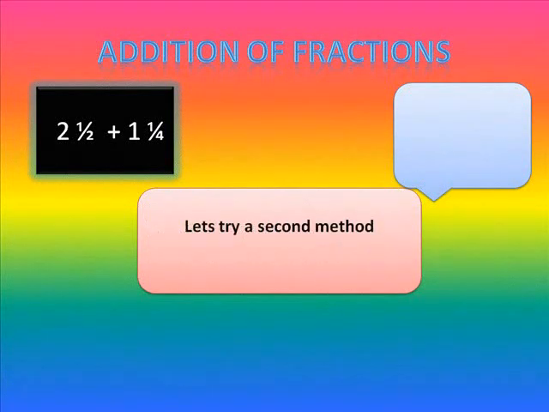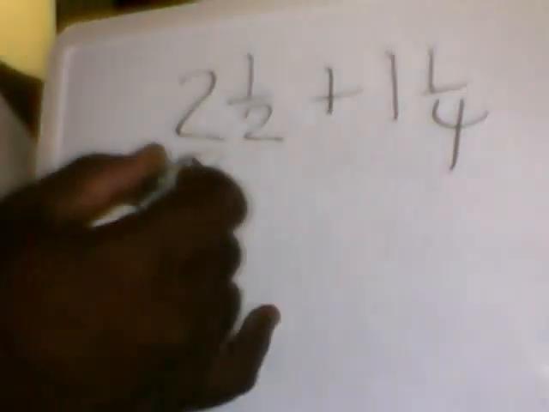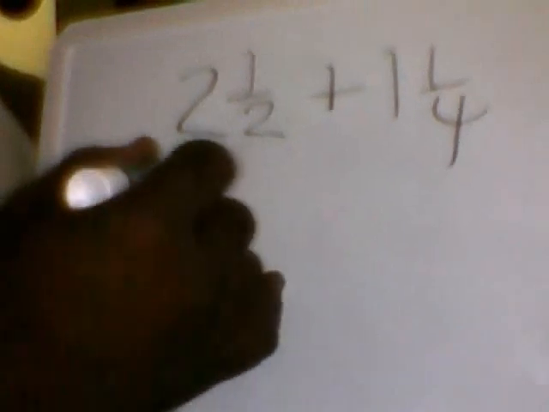Let's try a second method. Alright, let's look at another method we can use to add both mixed fractions. So once again we have 2 and a half plus 1 and a quarter, right? Now of course, we add 1 and 2 to add the two whole numbers. So 2 plus 1 is equal to 3.